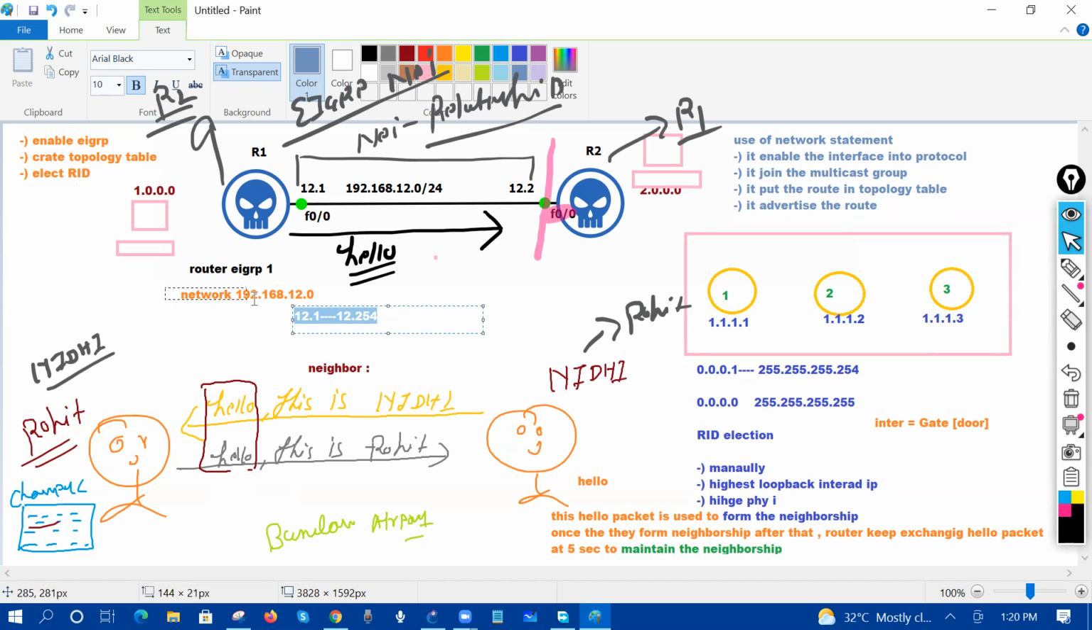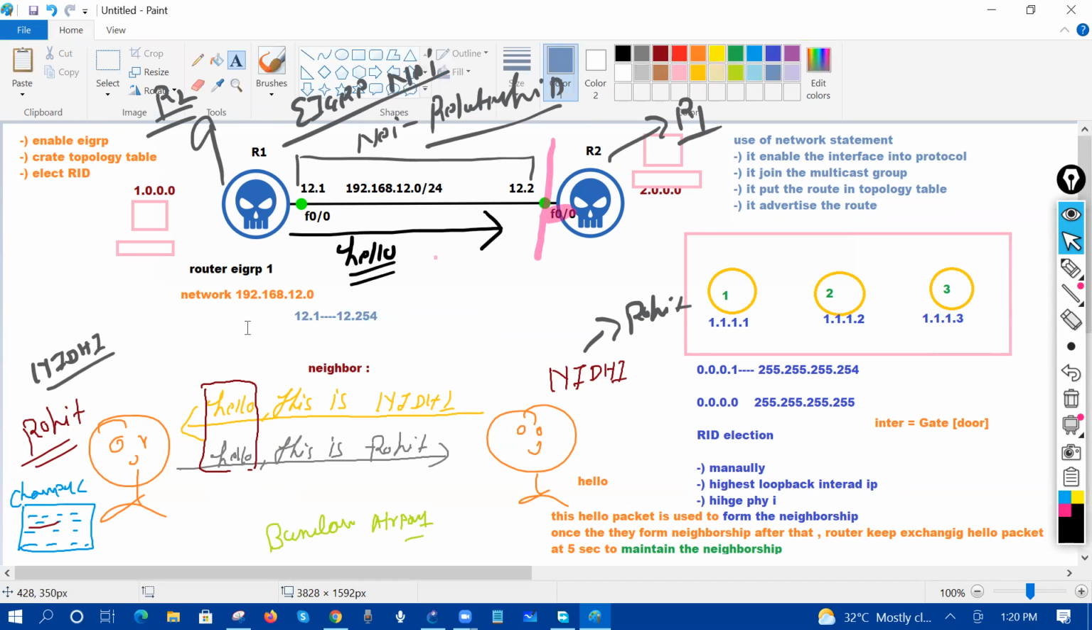But if you want to enable the complete network, I'm just going to give you the very basic introduction right now, how network extending works over there. Once I put this command, router number one, this interface is going to join which multicast group, 224.0.0.10. And in this group, which router is there? R1. So R1 will keep sending the hello packet every 5 seconds to router number two. And what will router number two do? It will drop the packet.